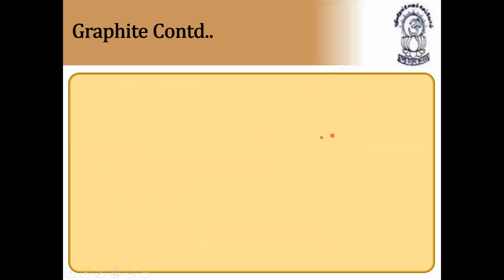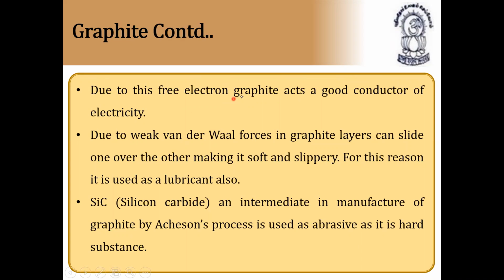Due to this free electron, graphite acts as a good conductor of heat and electricity. And due to weak van der Waals forces in graphite, layers can slide one over the other, making it soft and slippery. For this reason, graphite is also used as a lubricant for engine oils.